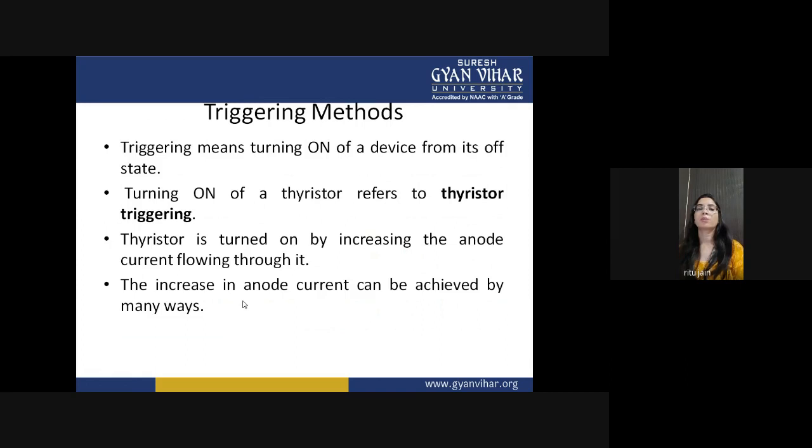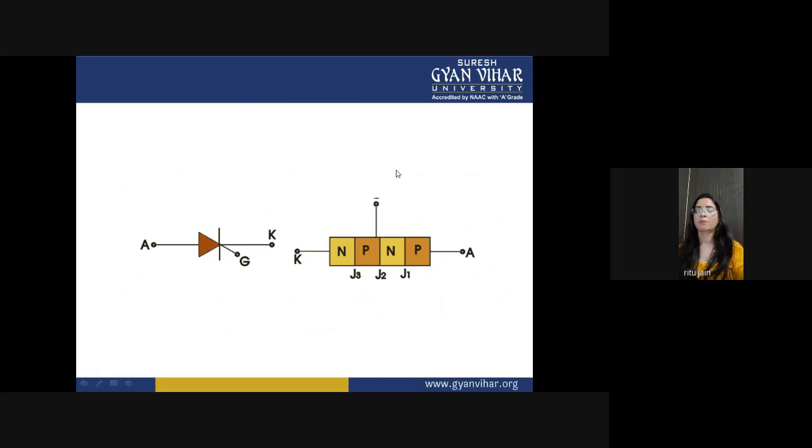Because you are applying your gate pulse, it means you are injecting some electrons through the gate. You can see in the last diagram that when your anode is positive with respect to cathode, then junctions J1 and J3 will be in forward biasing, and junction J2 will be in reverse biasing. So make this reverse bias into forward biasing.